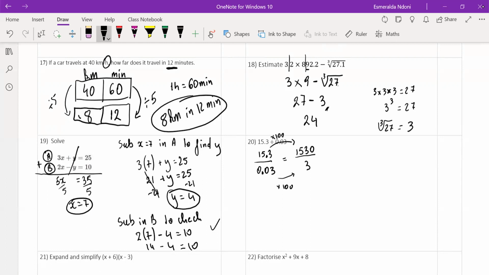Now it's easy for me to do. All I have to do is a bus stop method. 3 into 1 doesn't go. 3 into 15, 5, no remainder. 3 into 3, 1, no remainder. 3 into 0, 0, but you still write it down. So my answer to this question is 510.